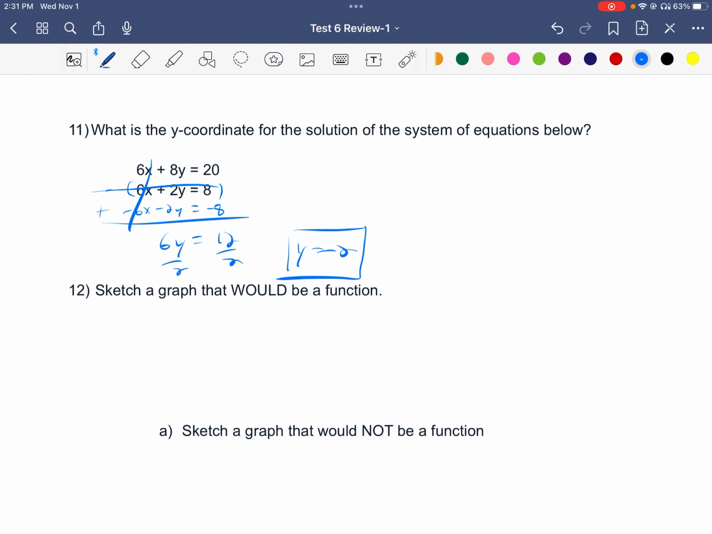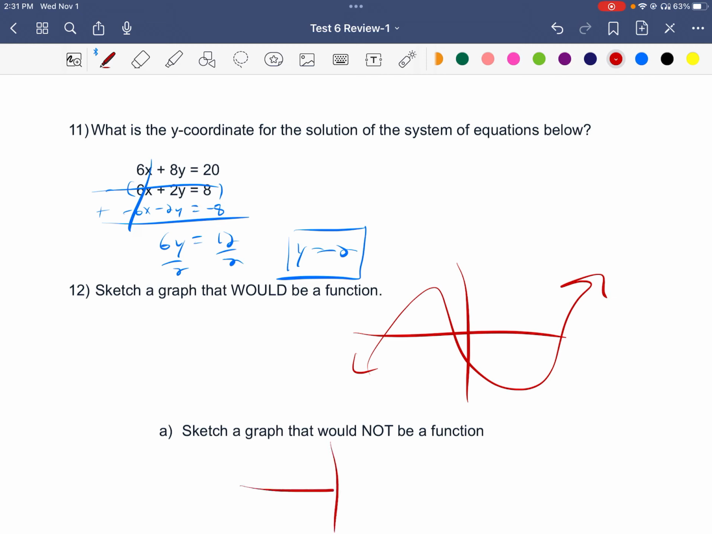12, sketch a graph that would be a function. There are lots of things you could do here. That's a function. It passes the vertical line test. Sketch one that would not be. Anything that you draw that a vertical line crosses through more than once.